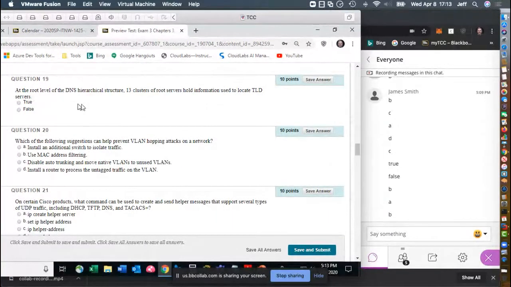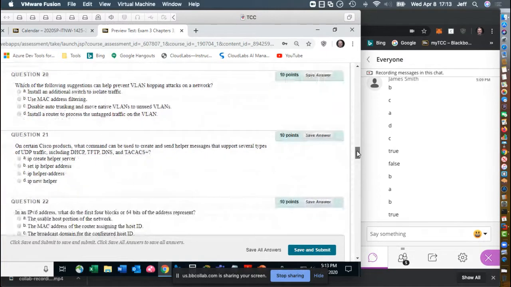All right, at the root level of the DNS hierarchical structure, 13 clusters of root servers hold information used to locate the top level domain, TLD. True. Yes, that is correct. Which of the following suggestions can help prevent VLAN hopping attacks on a network? C, right. Disable auto trunking and move the native VLAN to the unused VLANs.